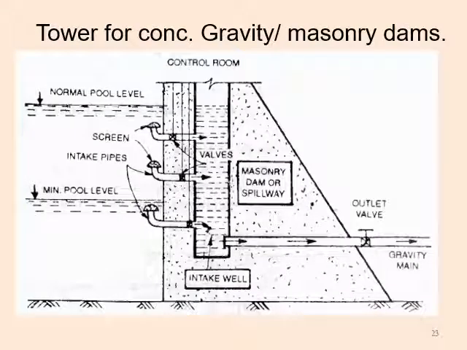And in masonry or gravity dam, almost the same functioning is there. At different levels, screens are fitted, and intake conduits or pipes and valves are fitted. The water will enter at different levels into the intake well, and from the intake well the water will be withdrawn, and here also an outlet valve is fitted. So all the tower and conduits are in the dam body.